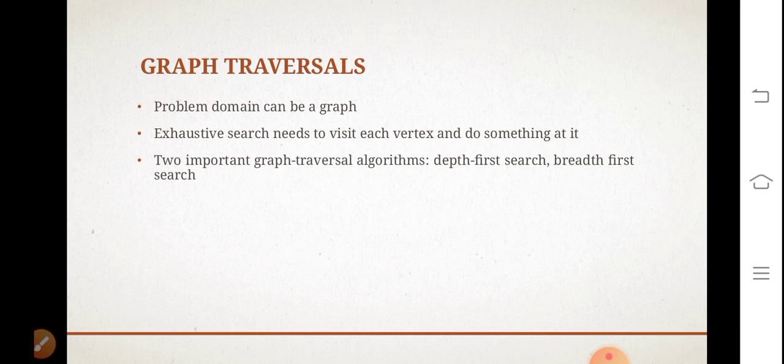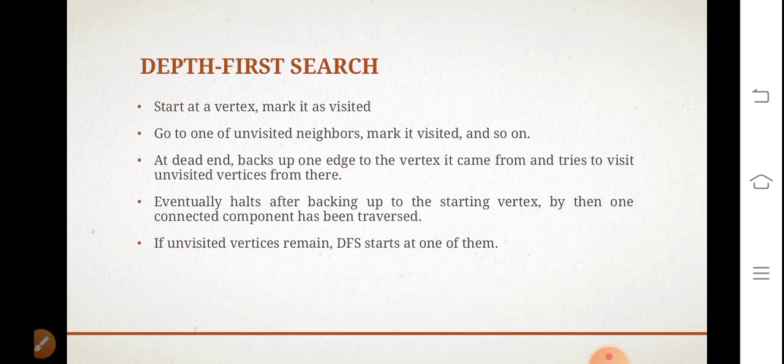Here, for the graph traversals of the depth first search algorithm, the problem domain can be a graph. Exhaustive search needs to visit each vertex and do something at it. And as I said, there are two important graph traversal algorithms, depth first search and breadth first search. So, what is depth first search?